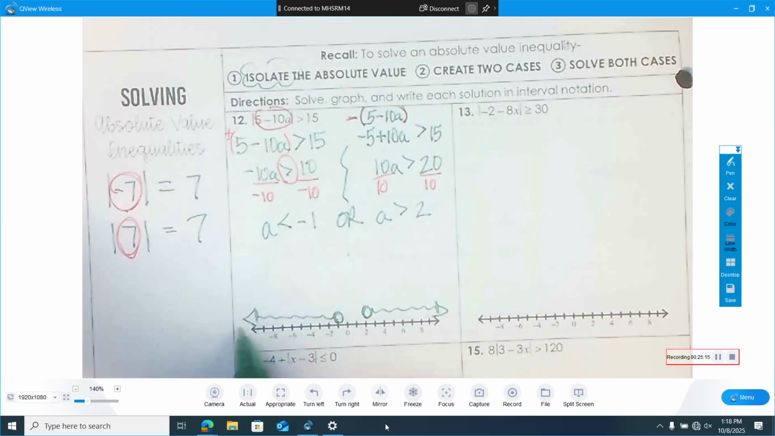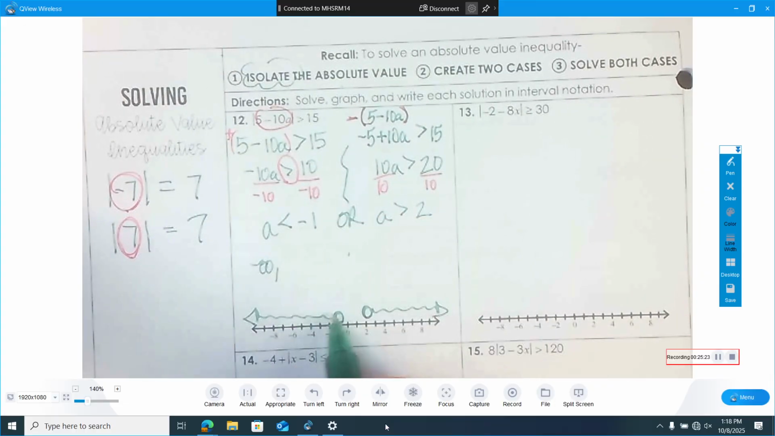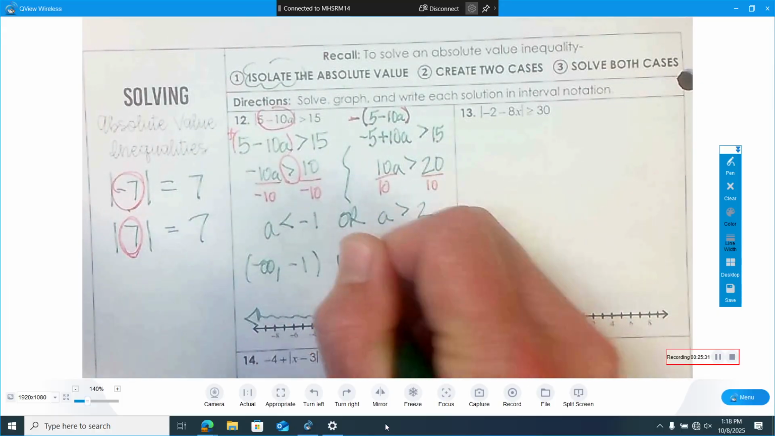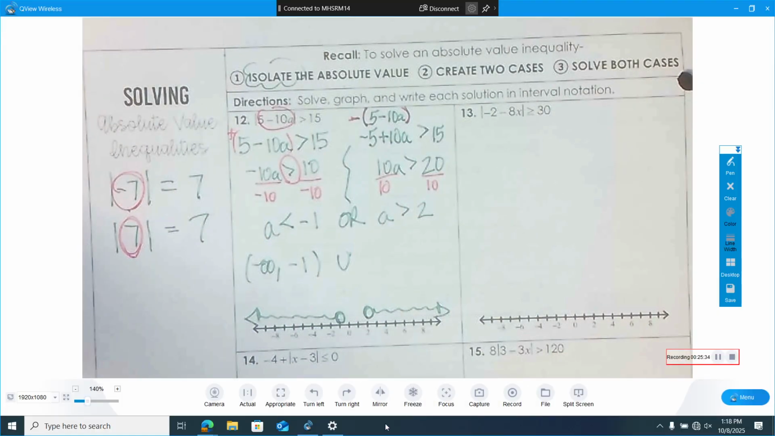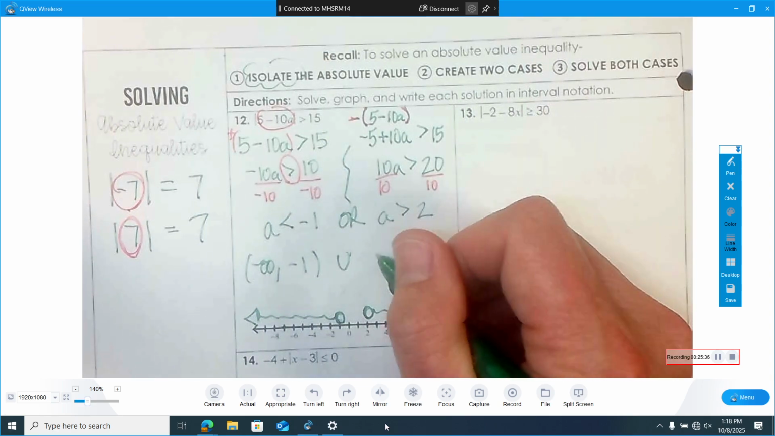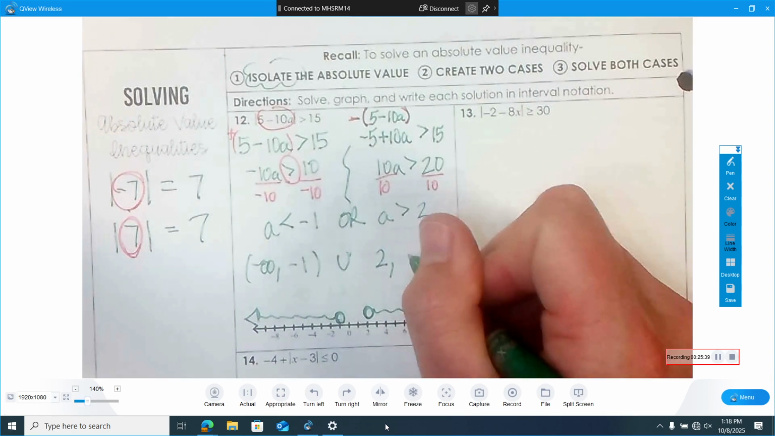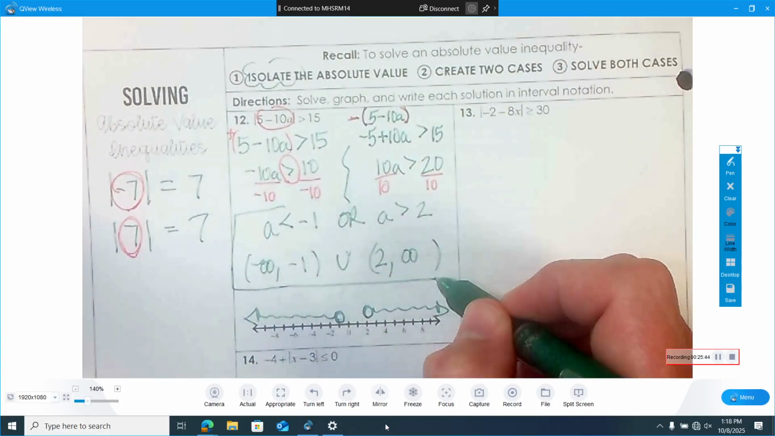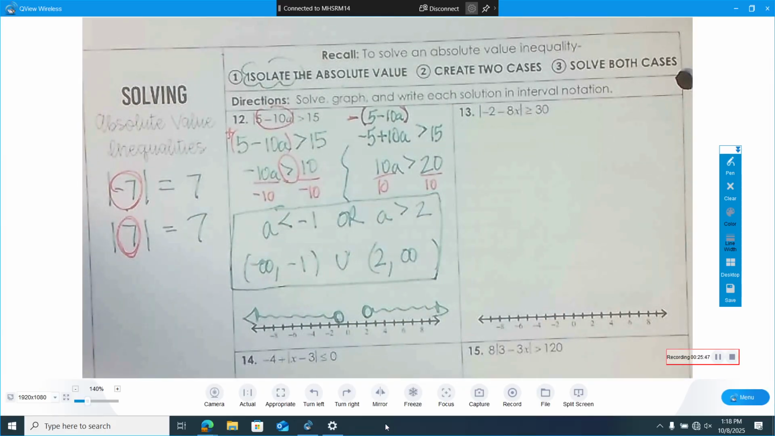Okay. So the solution set in interval notation, how far left do we go? Negative infinity, all the way to -1, brackets or parentheses? Parentheses. Union. On this other side we have, on the left side is 2, and then all the way to the right would be infinity, brackets or parentheses? Parentheses. So these are our 2 solution sets here. Inequality notation and interval notation. Okay, fantastic. Questions on that?